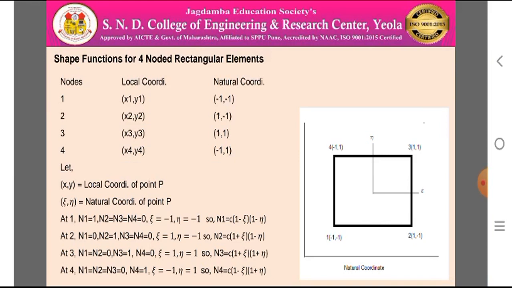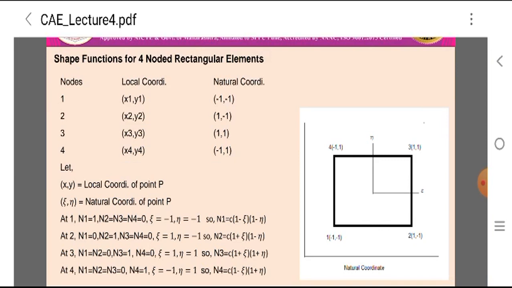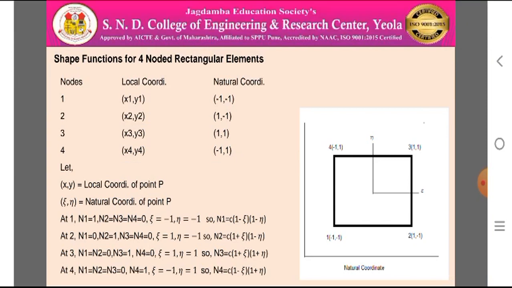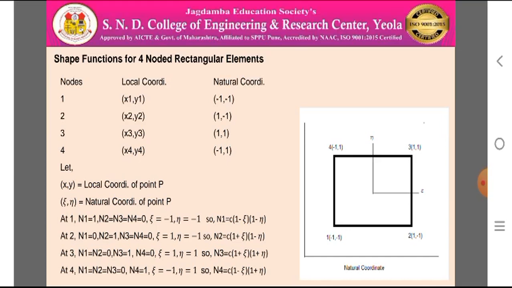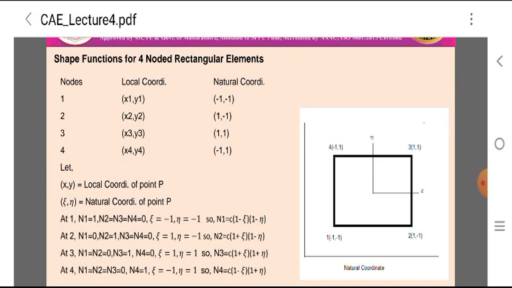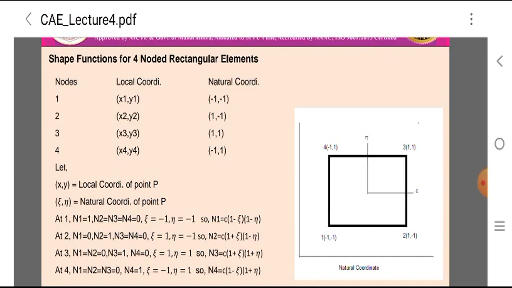At node 3, N1 is equal to N2 is equal to 0, N3 is equal to 1, N4 is equal to 0, epsilon is equal to eta is equal to 1. So at node 3, we can write N3 is equal to C times 1 plus epsilon into 1 plus eta. At node 4, N1 is equal to N2 is equal to N3 is equal to 0, N4 is equal to 1, epsilon is equal to minus 1, and eta is equal to 1. So, we can write N4 is equal to C times 1 minus epsilon into 1 plus eta.